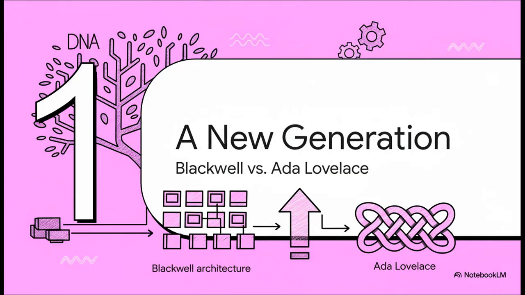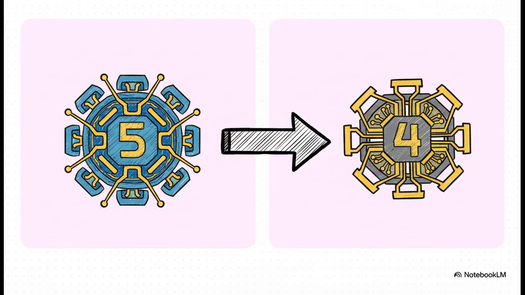Okay, so the biggest difference between these two cards really comes down to their DNA, the architecture they're built on. The 5080 is built on the brand new Blackwell architecture, which is the direct follow-up to the 4080's Ada Lovelace. And this isn't just slapping a new name on it, this is a true generational leap. So what does that leap actually get you when it comes to AI?